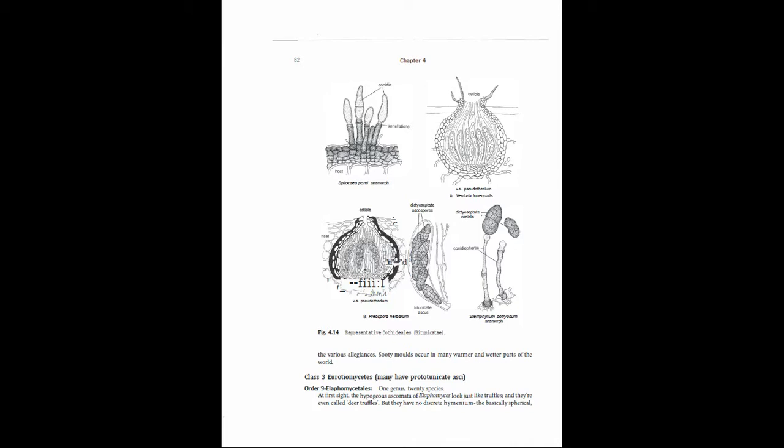Sooty molds occur in many warmer and wetter parts of the world. Class 3 Eurotiomycetes, many have prototunicate asci. Order 9 Elaphomycetales, 1 genus, 20 species. At first sight, the hypogeous ascomata of Elaphomyces look just like truffles, and they're even called deer truffles. But they have no discrete hymenium, though basically spherical.